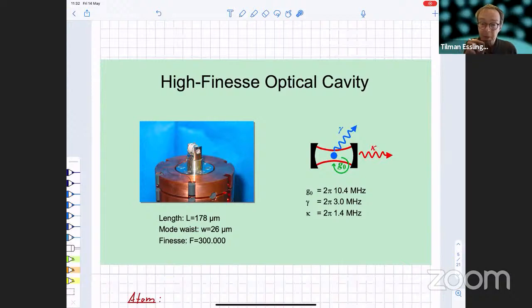So the 178 micrometer is the distance between the mirrors. So that's how much space we have between the mirrors. Okay, and here you see, well, that's kappa, that's a decay rate of our cavity. And that's the single photon Rabi coupling, and that's the decay of the atom.